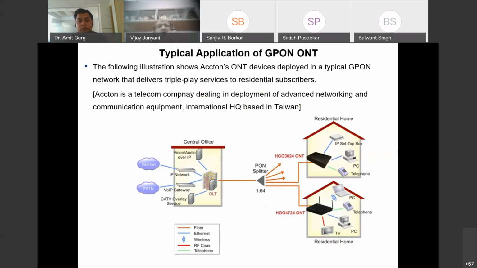These are some typical applications of GPON, ONT, basically optical network terminal, or ONU. Just an example I have shown. You can see, those who are using fiber to the home can very well see that.